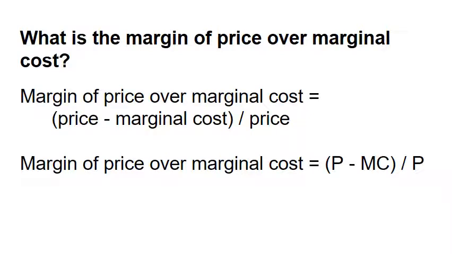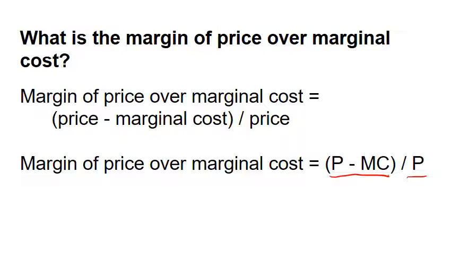The margin of price over marginal cost is the difference between price and marginal cost divided by price. Using my notation, price P minus MC is the difference. You divide that by P.